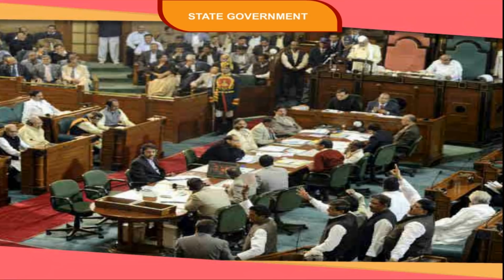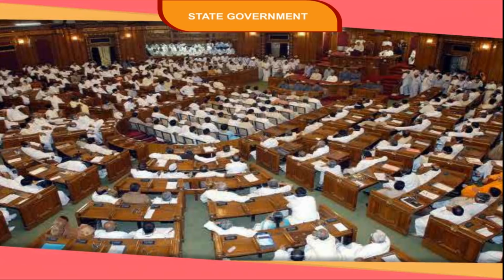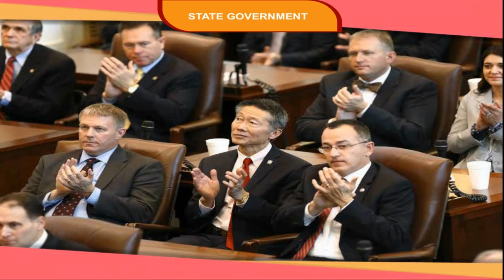Once the bill is passed from one house, it is sent to the other house, where the same procedure is followed again. If the second house also passes the bill, it is sent to the governor for his or her assent. When the governor signs the bill, it becomes a law. A governor has 2 options after receiving a bill. He or she may send the bill back to the legislature with his or her recommendations. But if the House passes the bill again, the governor has to sign it. Secondly, he or she may reserve the bill for the consideration of the President.